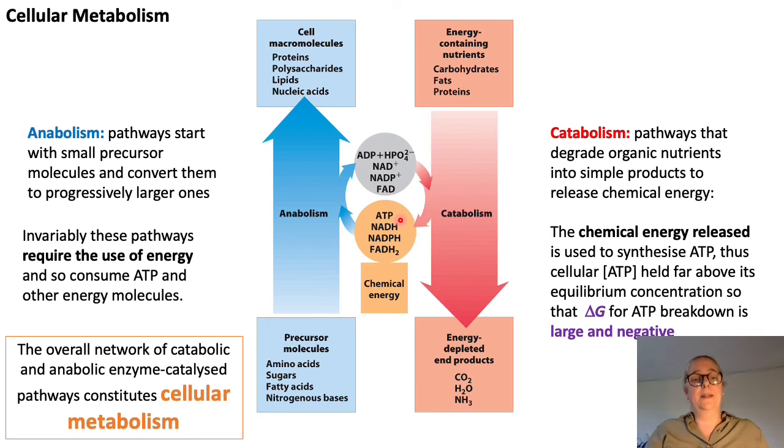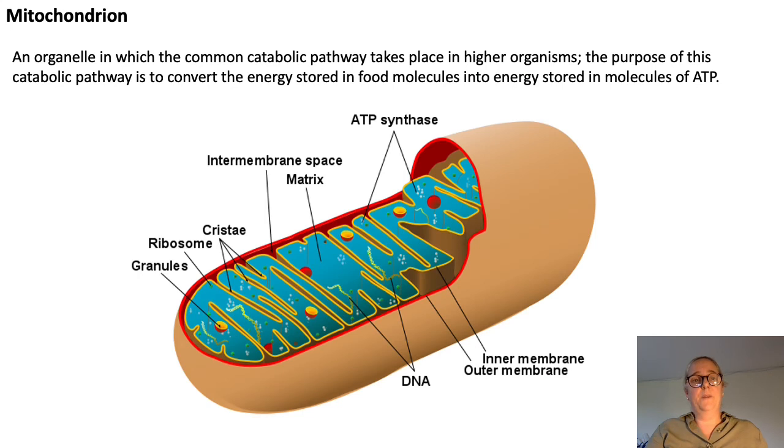So overall, the network of the catabolic and anabolic enzyme catalyzed pathways constitutes cellular metabolism. And the organelle responsible for the catabolic pathway is the mitochondrion. So the mitochondrion in the higher organisms essentially converts the energy stored in those food molecules into free energy in molecules of ATP. And we have ATP synthase here.